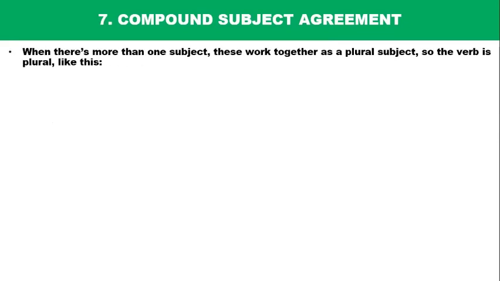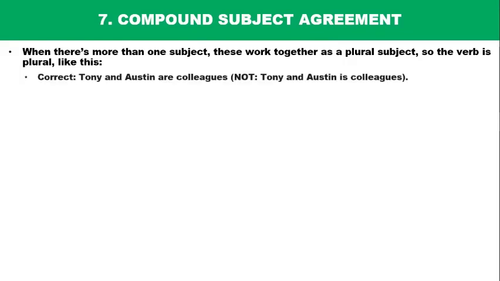Okay. When there is more than one subject, these work together as plural subjects. So the verb is plural. Okay. For example, it is correct to say Tony and Austin are colleagues. It will be wrong to say Tony and Austin is colleagues, because when you have a compound subject, you have to use a plural verb. Already we saw this under subject-verb agreement. Okay.